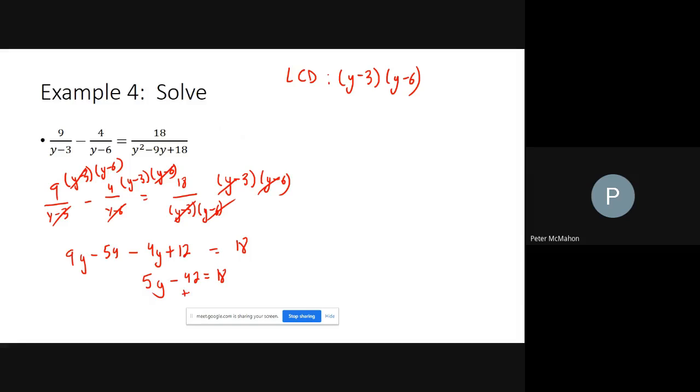Bring the 42 over. That means 5y equals 60. And then we're going to divide by 5. So we got y equals 12. Okay. Again, we have to check with our non-permissible values. Our non-permissible values were y cannot equal 3 or 6 based off this. This is not in conflict with this solution over here, so this is our solution to this equation over here.